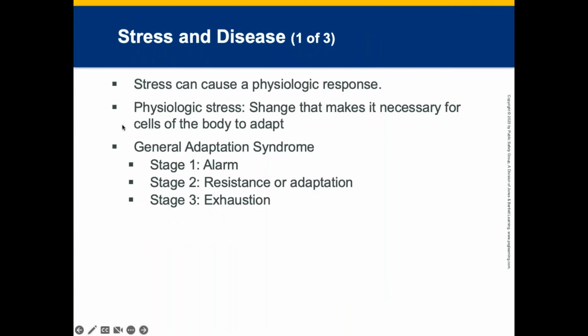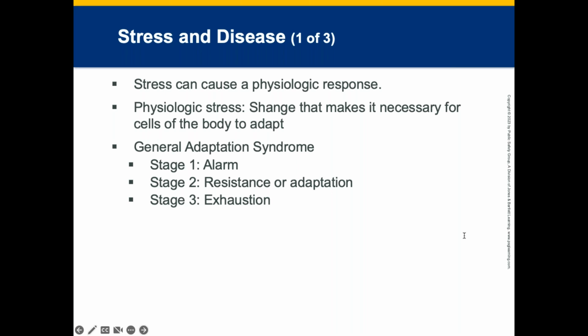Stress and disease process here. Stress includes a wide range of strong external stimuli, physiological and psychological as well, that cause a psychologic response. So psychologic stress is a change that makes it necessary for the cells of the body to adapt. Some concepts related to psychological stress include the stressor itself, the effects in the body, and the body's response to the stress.